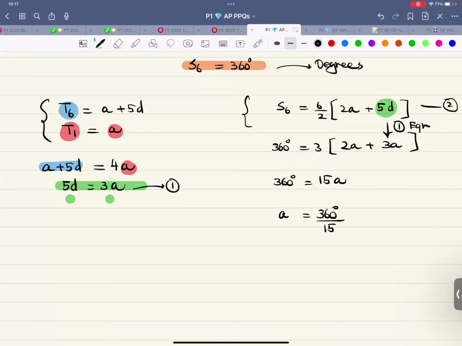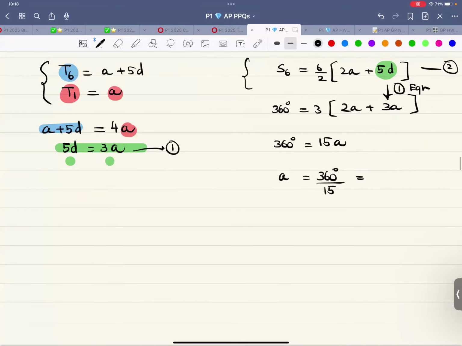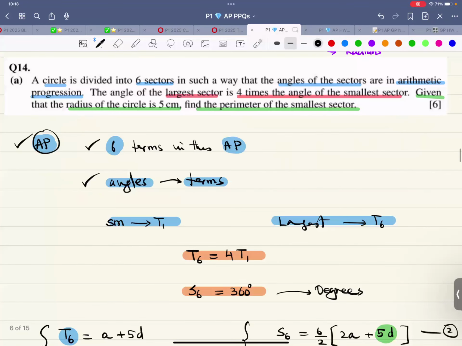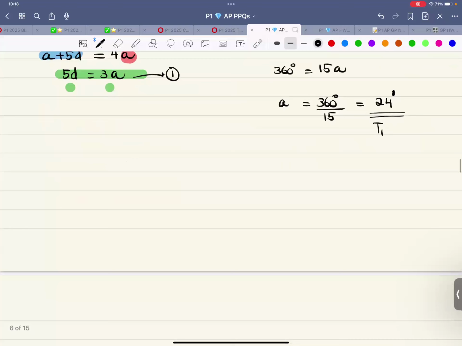360 over 30 is 12. It's half of that, so therefore, double. Therefore, this is 24 degrees. That is the first term. What are they asking? They are asking the perimeter of the smallest sector.